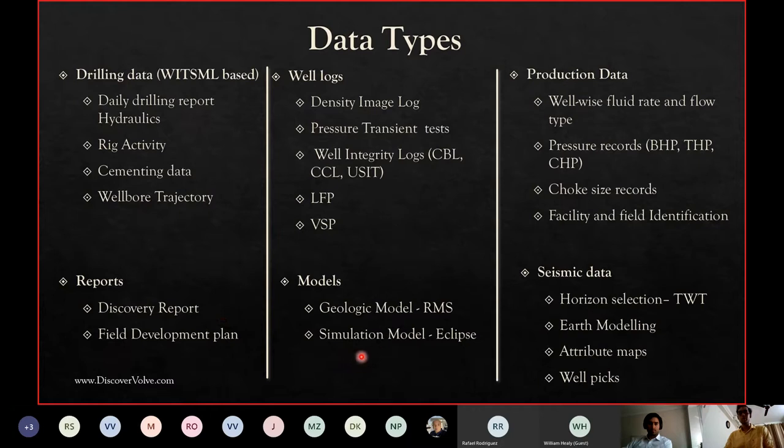We have got a simulation model that is based on Eclipse. And we also have a geologic model that is based on RMS. Then we have seismic data, where we have got horizon selection based on two-way travel time folders. We have got earth modeling, attribute maps, and well picks.